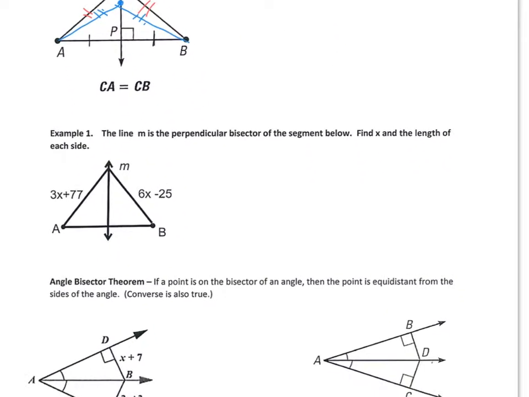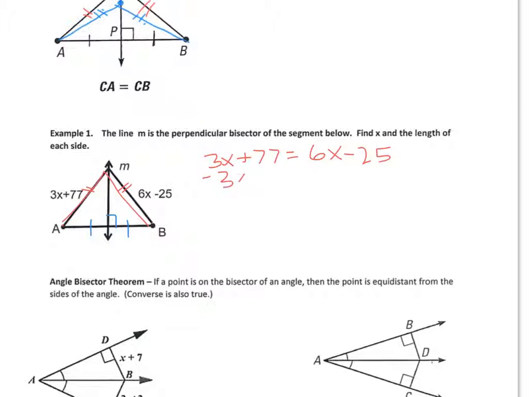Now let's look at down here. Example 1, the line M is the perpendicular bisector of the segment below. Find x and the length of each side. So if M is the perpendicular bisector, that means that it's perpendicular and it's bisecting. So the previous theorem states that these two sides have to be congruent because this point is equidistant from MA to MB. So I'm going to write 3x plus 77 equals 6x minus 25.